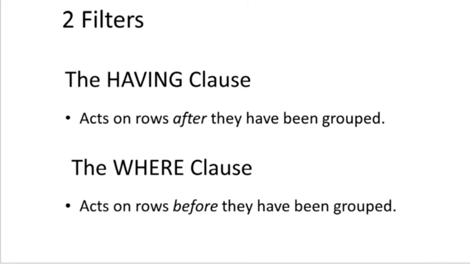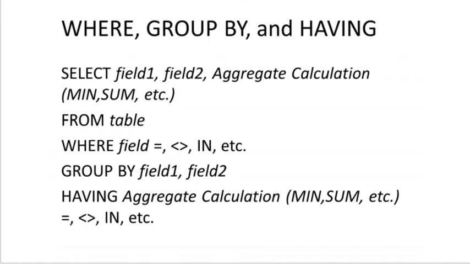Okay, so two filters. The having clause acts on the rows after they have been grouped by. And the where clause acts on the rows before they have been grouped. And this is the syntax with the where, group by, and having. Again, the where is going to act on the original field, and the having is going to act on the aggregate calculation after the group by.